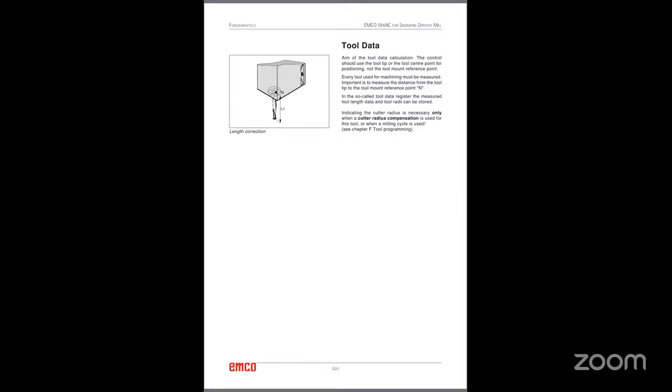So select the tool, right? The procedure will be like this: measure the tool length, then measure the tool radius, then enter the tool data, then the tool offset. After that, you can start the machining.